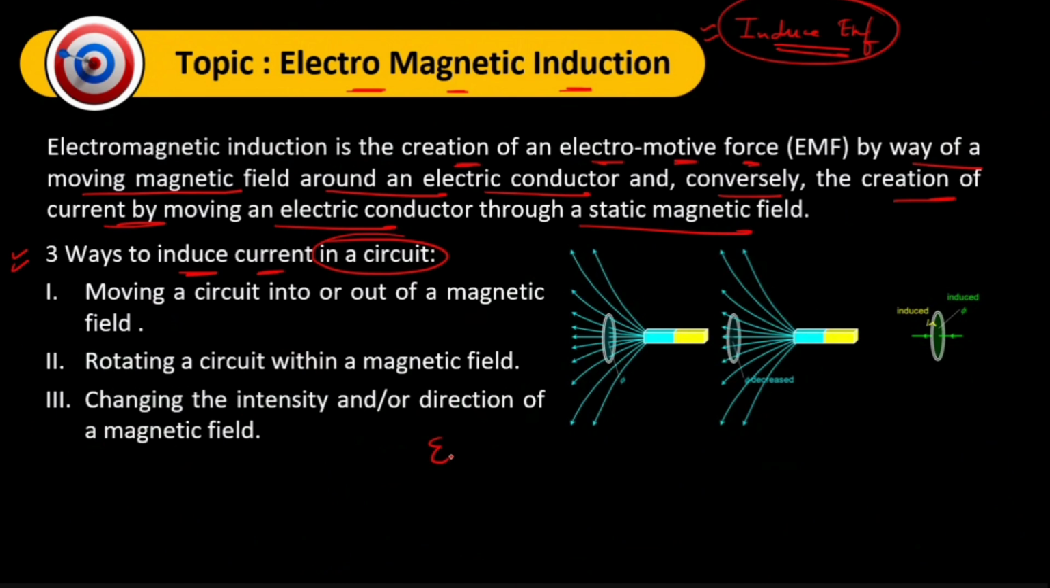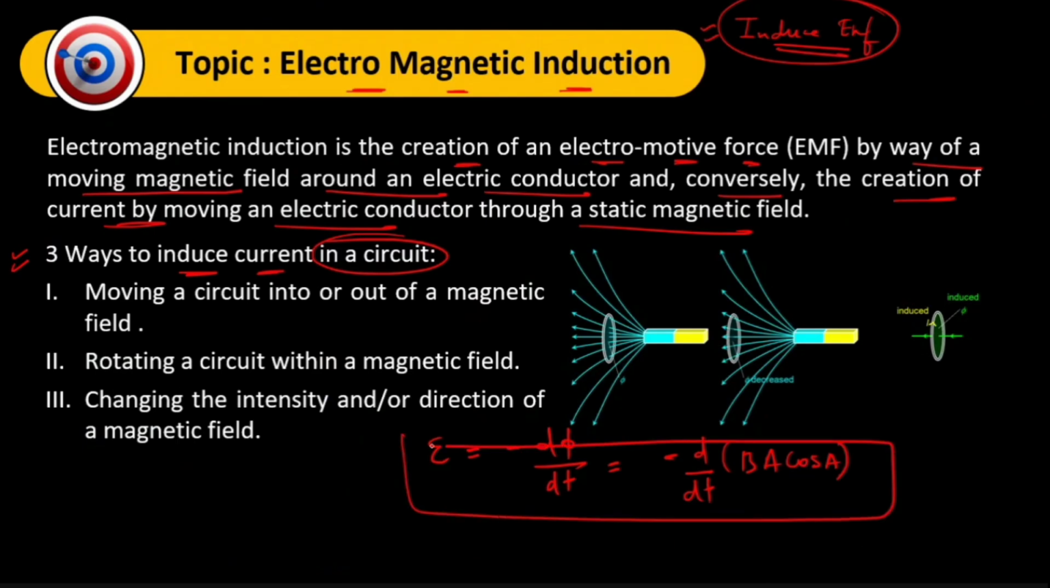In order to see this, let us see what Faraday's law says. It is nothing but d phi by dt. So what is the value of phi? That is magnetic flux. It is nothing but B A cos theta. So out of these three physical quantities, that is magnetic field, area, and theta, if we are able to produce a change in any of these three quantities, we are able to produce EMF. So that's how we have three ways of producing EMF.